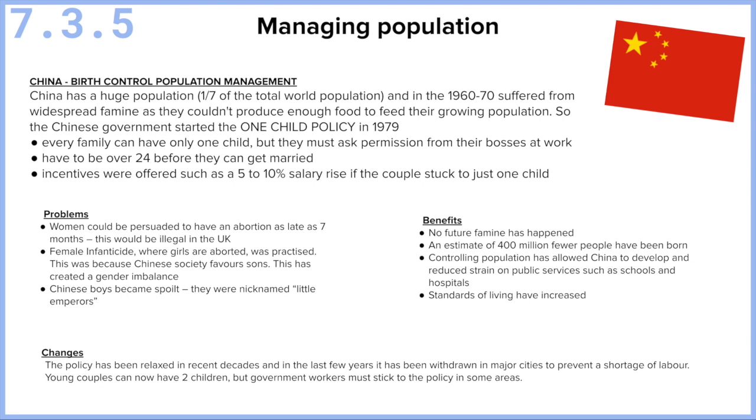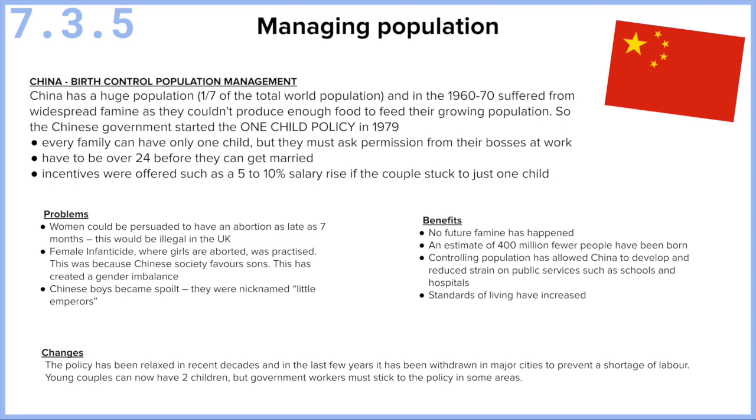By 1979, the country had had a few famines. Its population was growing massively. Today, it has 1/7 of the world's population. So we have 7 billion people on our planet, and 1 billion of those are in China or Chinese. So in the 60s and 70s, China suffered from widespread famines.